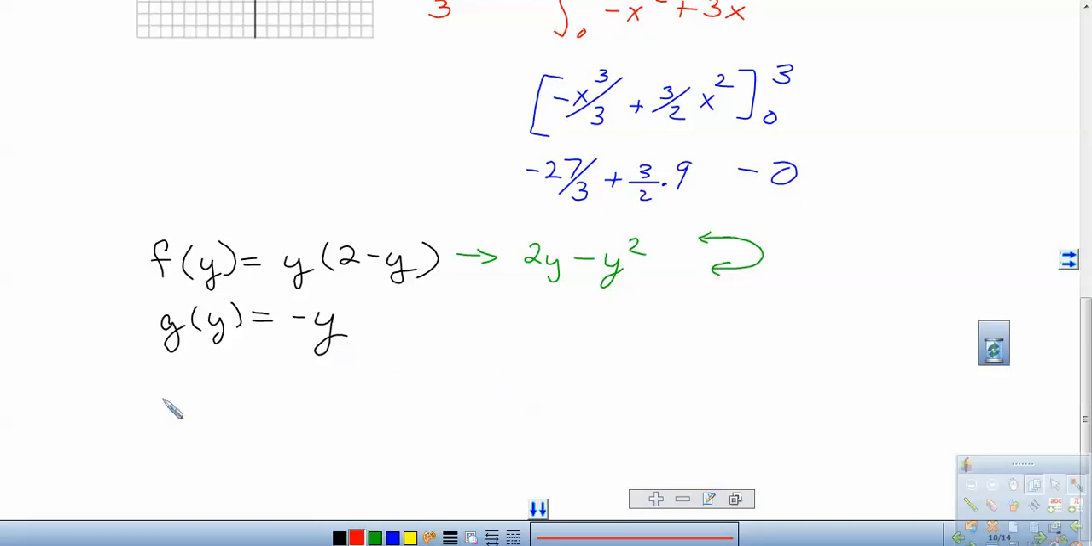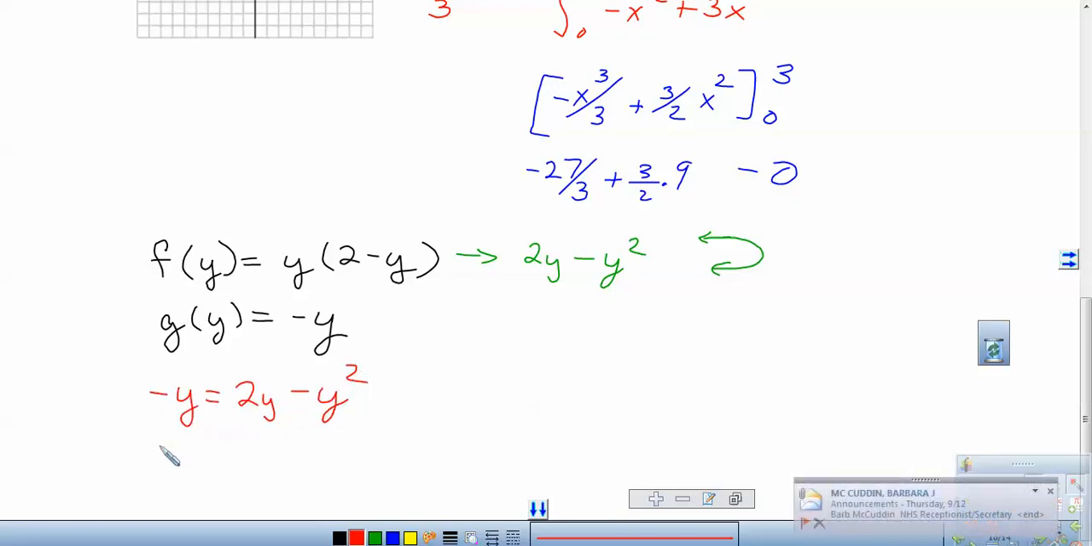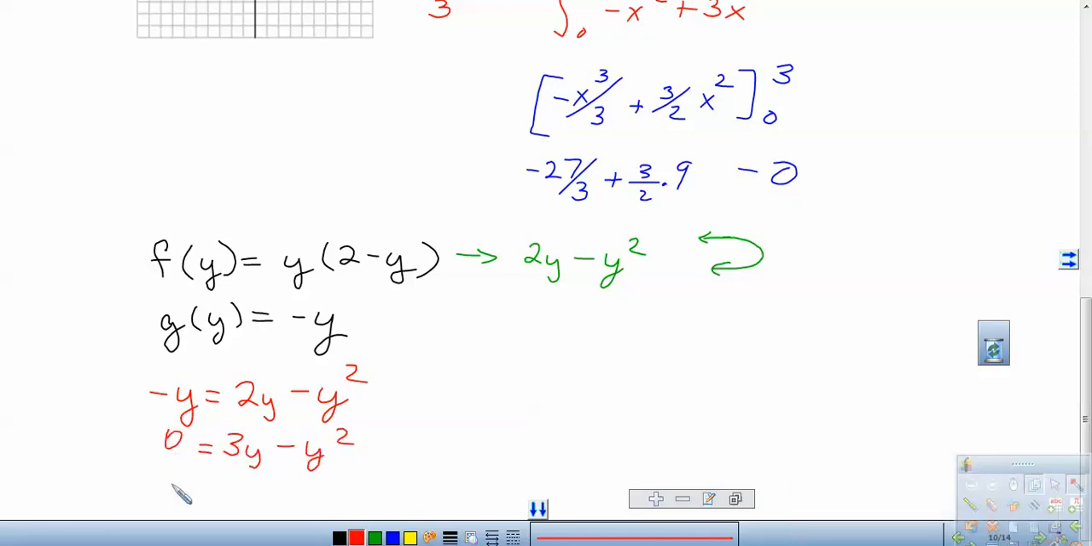First thing I'm going to do is find the points where they intersect by setting them equal. So negative y equals 2y minus y squared. 3y minus y squared equals 0. 0 equals y times 3 minus y. So they intersect when y equals 0 and when y equals 3.